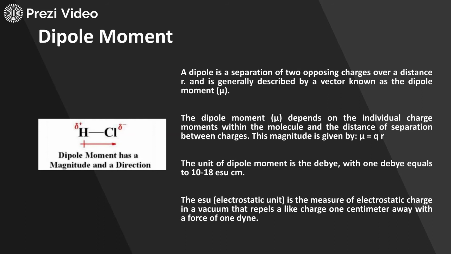So the unit of dipole moment is debye. This question is generally asked: what is the standard unit for the measurement of the dipole moment? So it is debye. 1 debye equals 10 to the power minus 18 ESU centimeter. The ESU is the electrostatic unit and it is the measurement of the electrostatic charge in the vacuum that repels a like charge 1 centimeter away with a given force of one dyne.